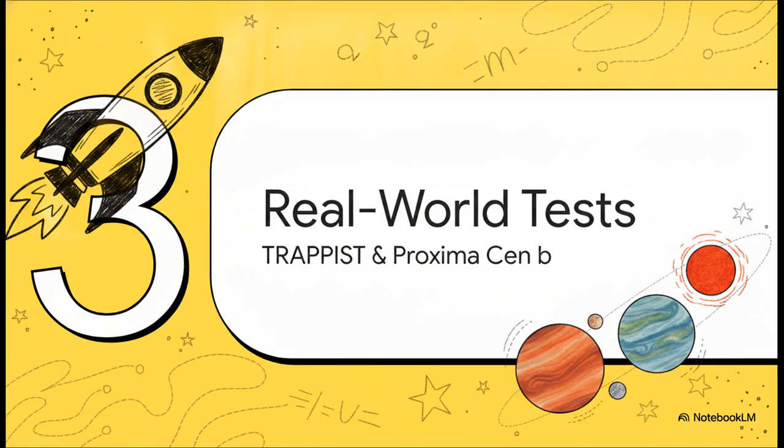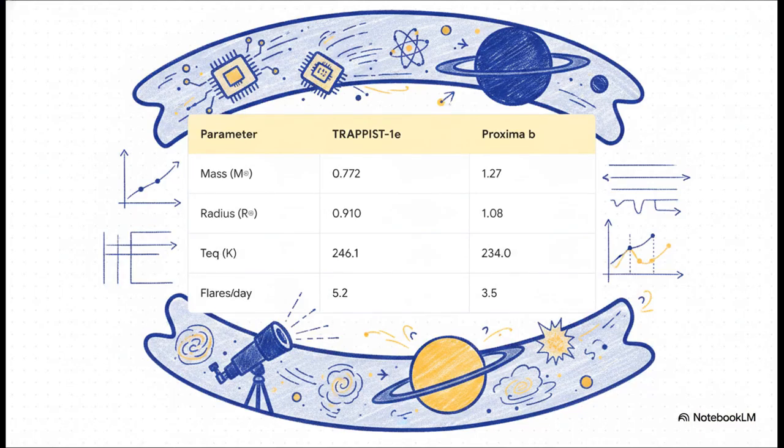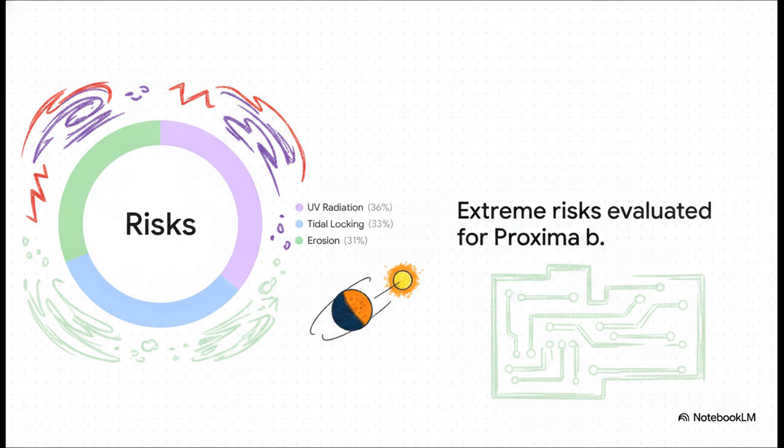Section 3. Real-world tests, TRAPPIST and Proxima. All right, let's ground these stunning, hyper-realistic theories in some hard empirical science. The researchers actually put this engine to the test on 2 of humanity's most famous exoplanet candidates. The algorithm isn't guessing here. It ingests an exact 11-dimensional input vector. We're talking real data pulled straight from NASA archives and JWST spectra. It factors in mass, radius, temperature, and a supercritical detail we often kind of ignore, the sheer frequency of daily stellar flares.